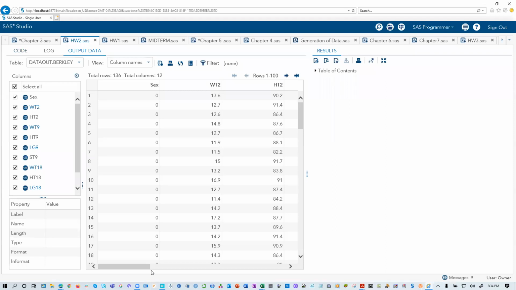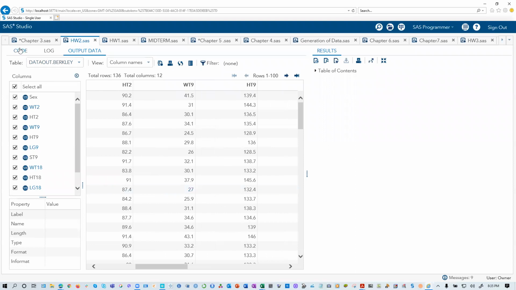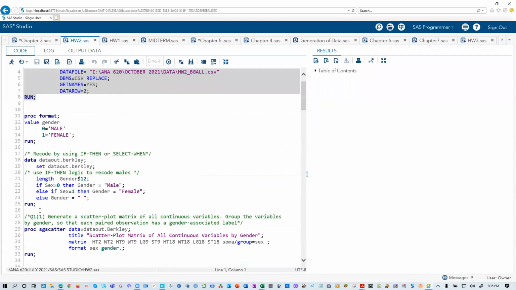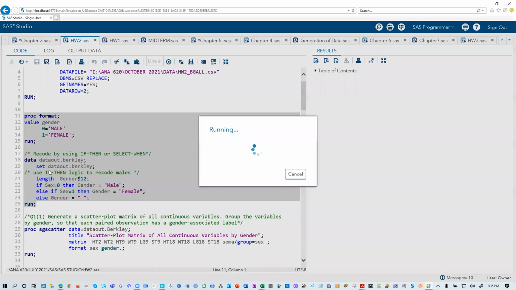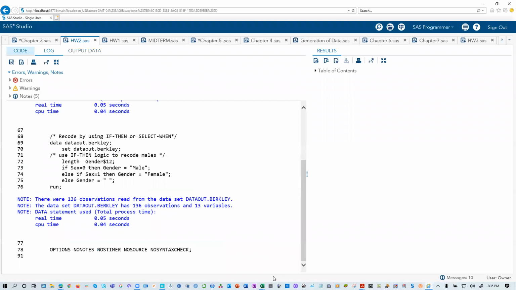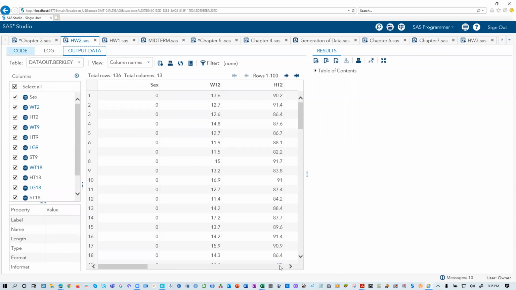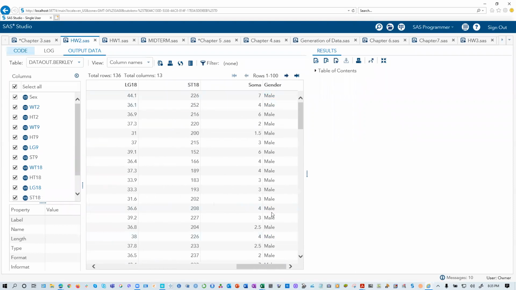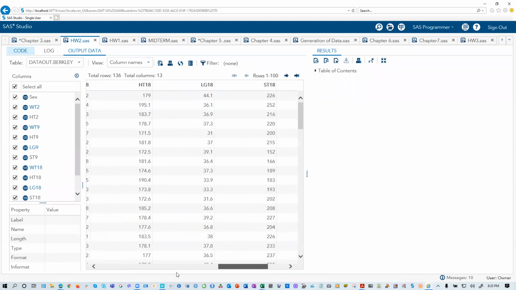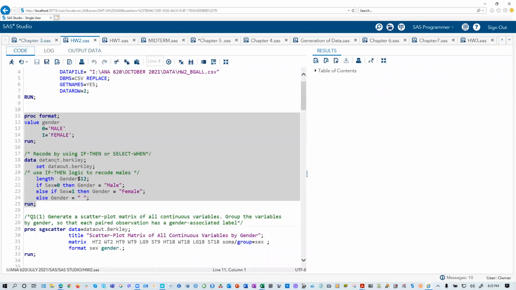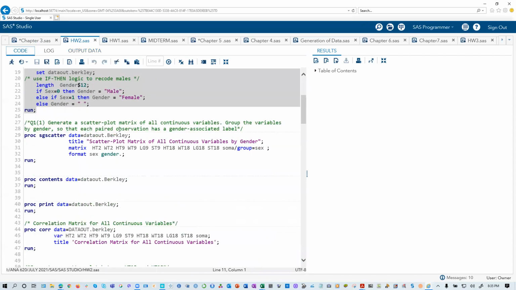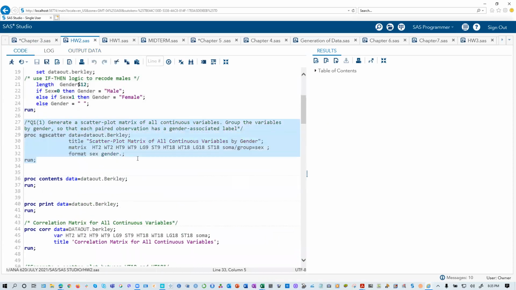The data already in, see, up to summer type. Okay, then we're gonna format this one to here. And we have a new variable called gender with all the labels, rather than having the sex with the 0 and 1. See, now we have labels. And then in order to generate the scatter plot matrix.